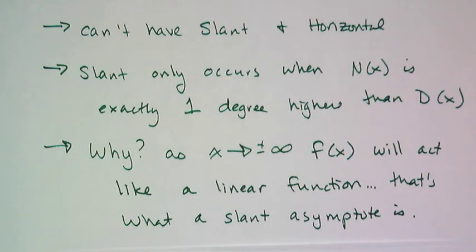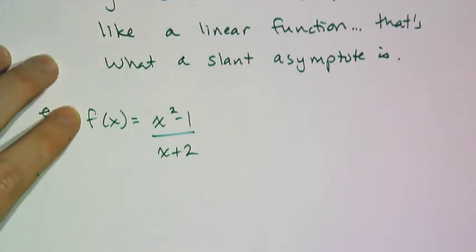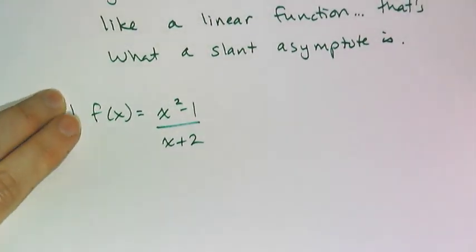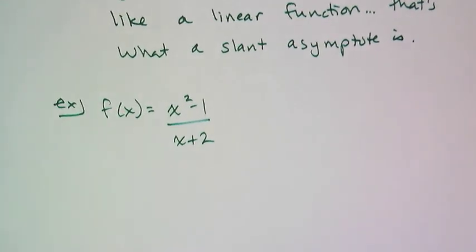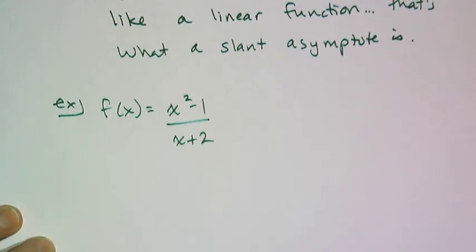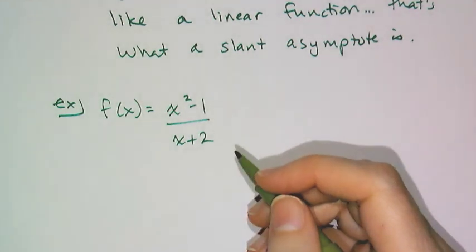So you have some rational function whose numerator is exactly 1 degree higher, and in the long run of that function, it's going to behave like a line. And that's literally what the slant asymptote is. It's that line that the graph is going to act like. So let's look at this example, f of x equals x squared minus 1 over x plus 2. Now, the reason why we had to save slant asymptotes for now is because you had to learn how to divide polynomials, because using division will show you where the slant asymptote is. So I'm going to use synthetic division in this case.